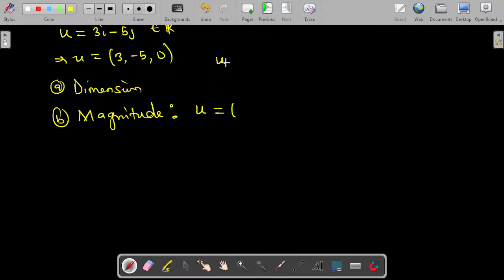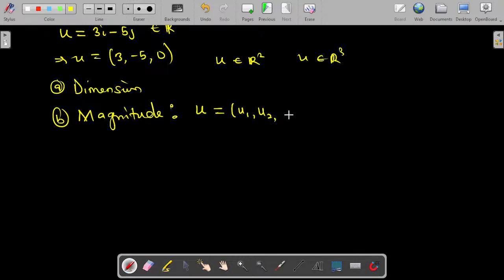I'm assuming that u is from R2. So that means you can write it as u1, u2. So u1 is the first component, while u2 is the second component. If u is from R3, that means it will be u1, u2, u3. Now, if my u is from Rn, that means it is going to be u1, u2, up to un.